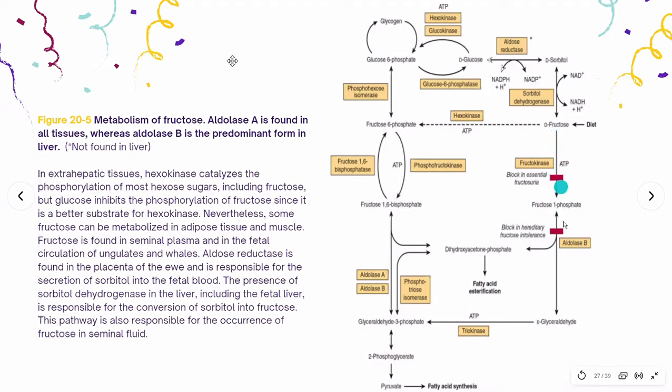Oh, this is a shortcut. And then acetyl-CoA, fatty acid synthesis. All right, of course, when you do not have this enzyme here, the red one, then you have the consequence of fructosuria. No?